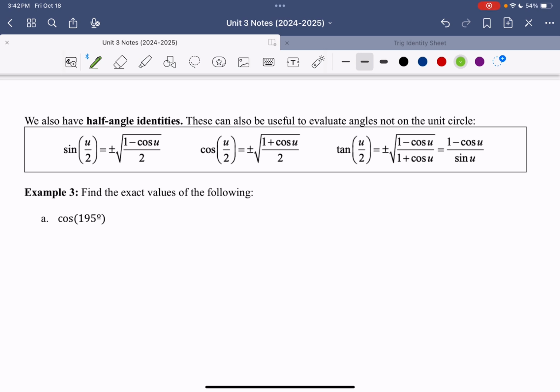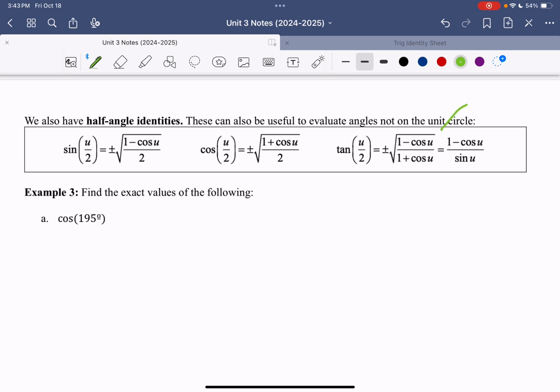So in this case, our forms are going to be sine of u over 2 is equal to plus or minus the square root of 1 minus cosine u over 2. Okay, cosine is going to be equal to plus or minus the square root of 1 plus cosine of u over 2. And then tangent has two forms. It's equal to plus or minus the square root of 1 minus cosine u over 1 plus cosine of u, which actually does simplify out to be 1 minus cosine of u over sine u.